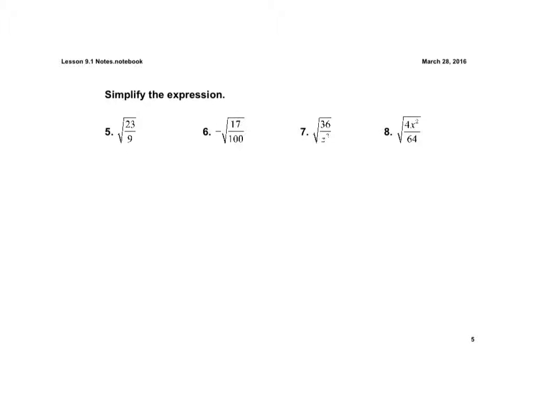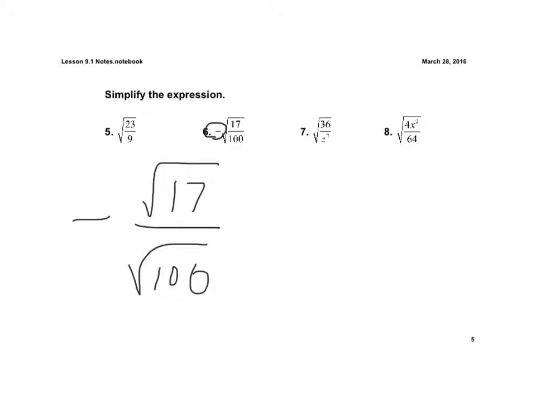Now again, just like the previous problem, where there's a negative on the outside, it doesn't affect anything we do. We just know that our final answer is going to be negative. So that's the opposite of the square root of 17 over the square root of 100. And again, the square root of 100 is a perfect square. The square root of 17 can't be broken down any, so it's negative the square root of 17 over the whole number 10. Done.